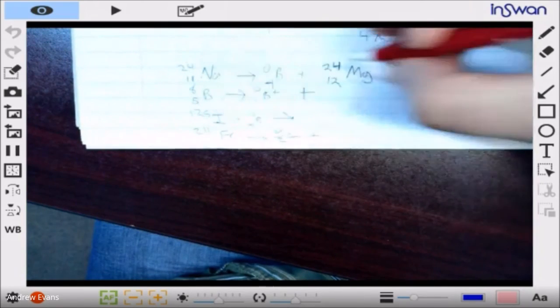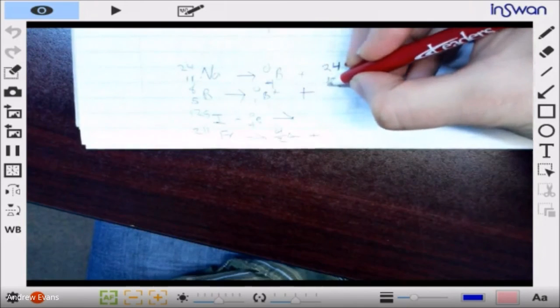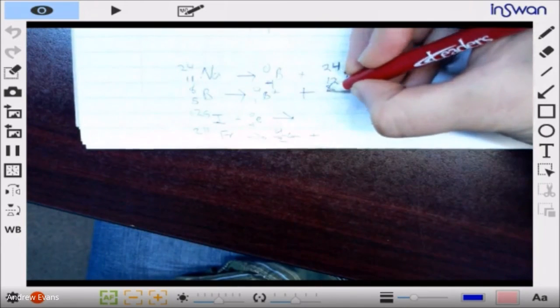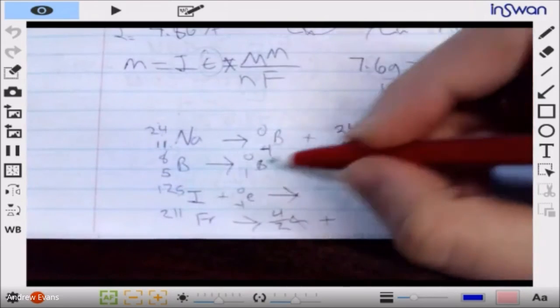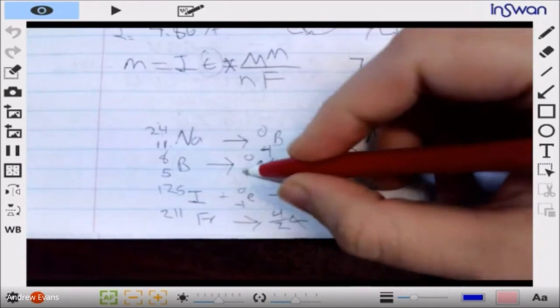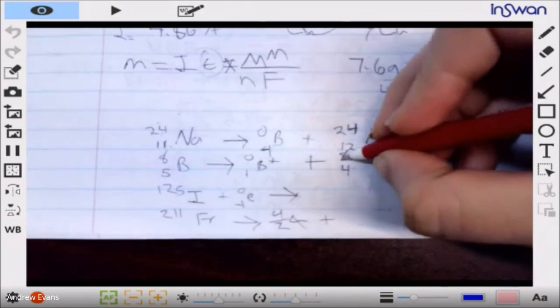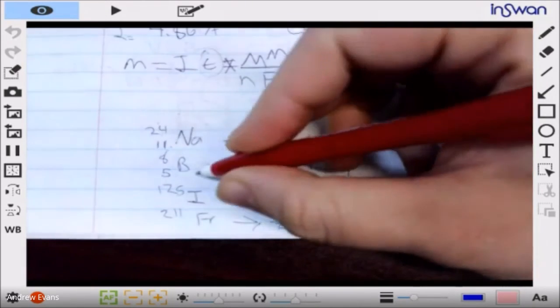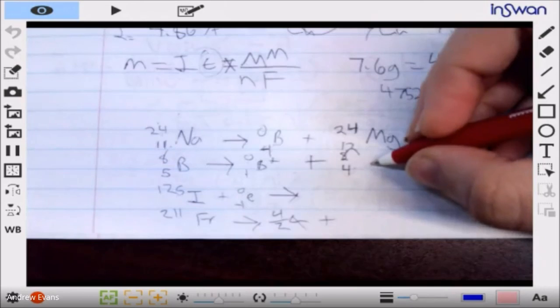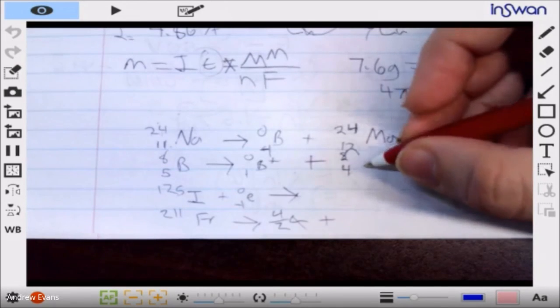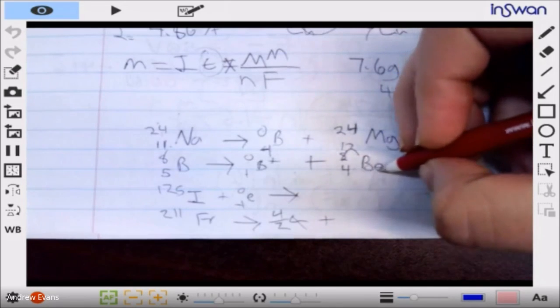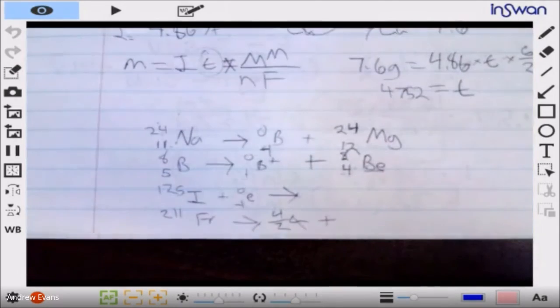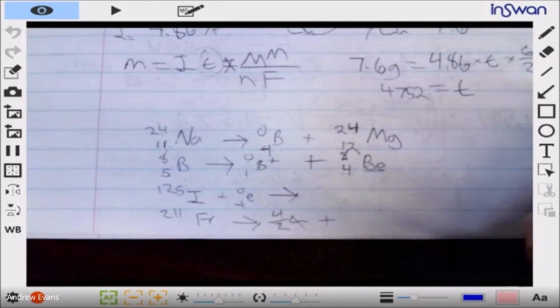Now, boron undergoes positron emission. So this 8 doesn't change, because 8 plus 0 is still 8. However, this has to go to 4, because 4 plus 1 equals 5. So positron emission shifts it 1 to the left. One to the left of boron is beryllium. We cannot figure out the element till we figure out the atomic number, but the atomic number makes the element.